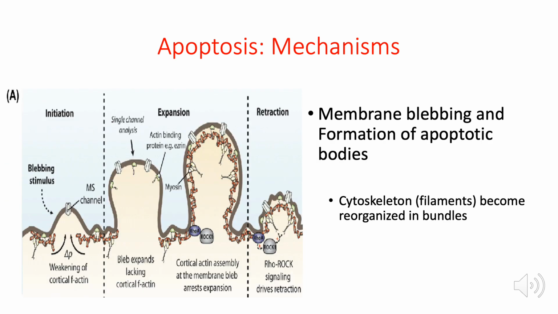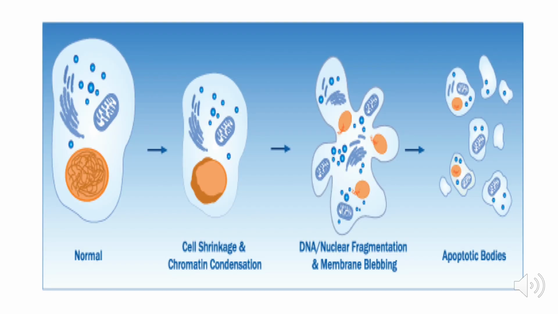Another unique characteristic of apoptosis is that the cytoskeleton, the different filaments that we have inside our cell, will also organize and cause the membrane to form blebs. That's why there is membrane blebbing in apoptosis. So take a look at this cell. This cell is about to undergo apoptosis.